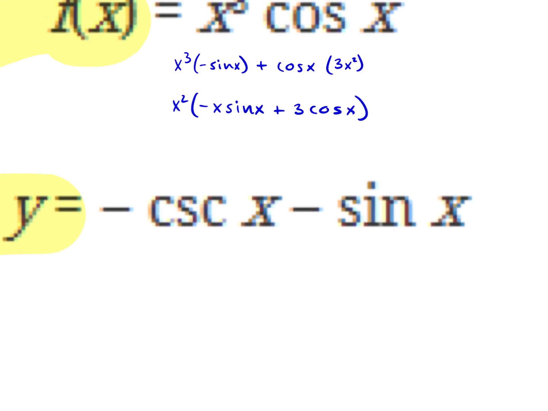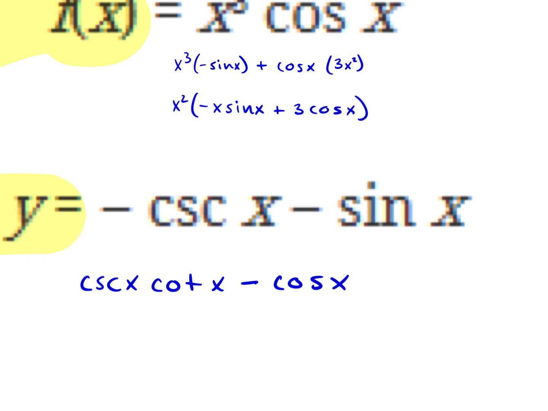Let's look at the one right below it. Here we're subtracting, so we just need to find the derivative of each term separately. What's the derivative of cosecant? Cosecant cotangent? Yes. It would be negative cosecant cotangent, but since we already have a negative there, it would turn positive. So positive cosecant cotangent, minus the derivative of sine, which would be cosine. So this would be our answer.